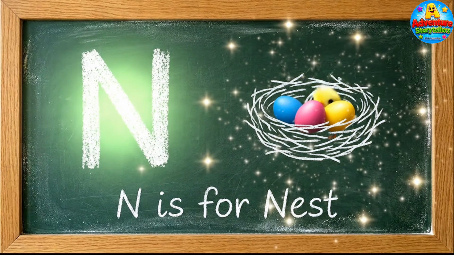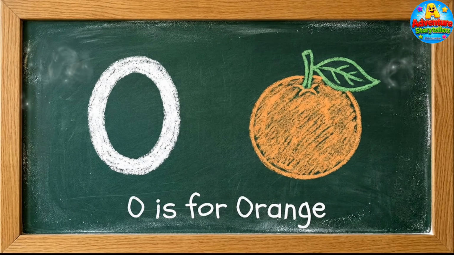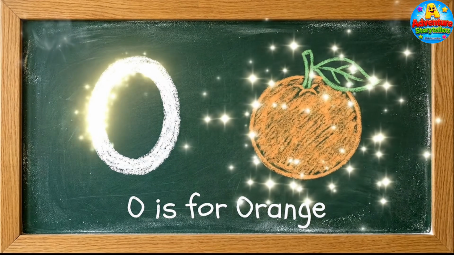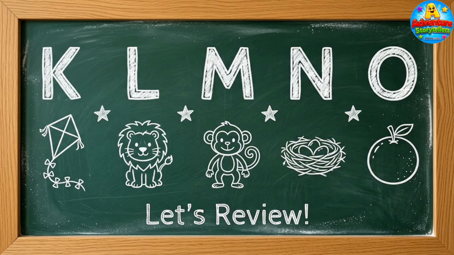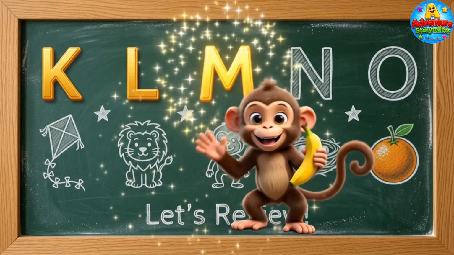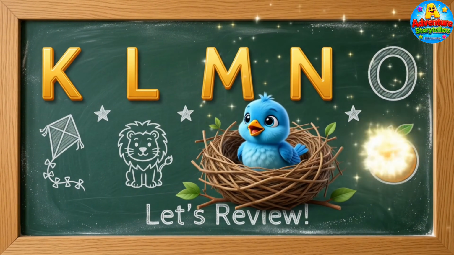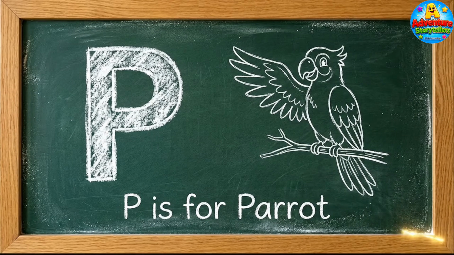N is for nest. N, nest. O is for orange. O, orange. K, L, M, N, O. Sing it slow. K, L, M, N, O. Yay, yay, yay.